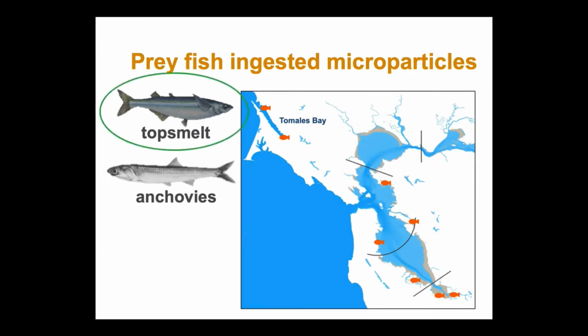Sorry, let me backtrack a little bit. To San Francisco Bay. What we found was that many of the fish had ingested microplastics and microparticles. And fish from the San Francisco Bay had more microparticles than fish from Tamales Bay. We also found that topsmelt had more fragments than anchovies. And a possible reason for this is their preference for where they like to live. Topsmelt prefer to be in shallow margin areas of the bay, whereas anchovies tend to prefer more open areas of the bay.